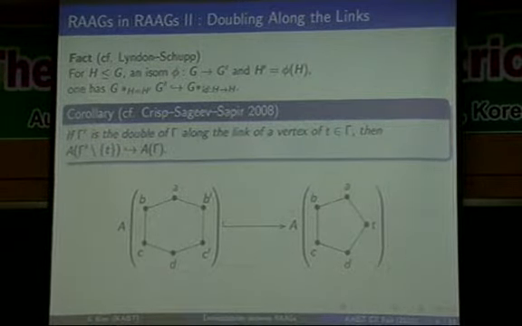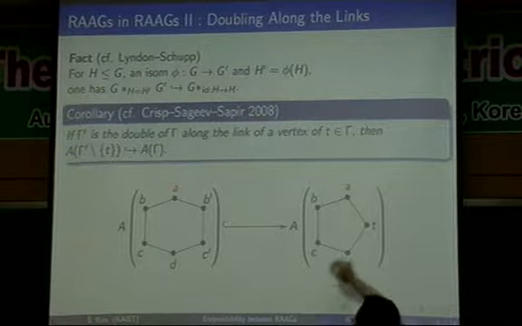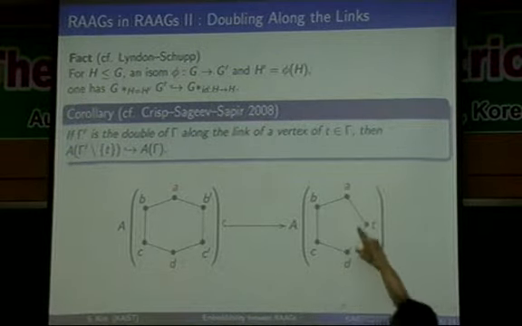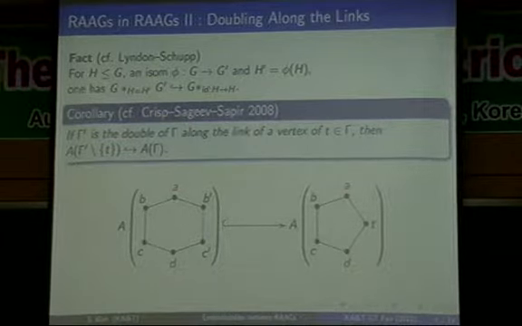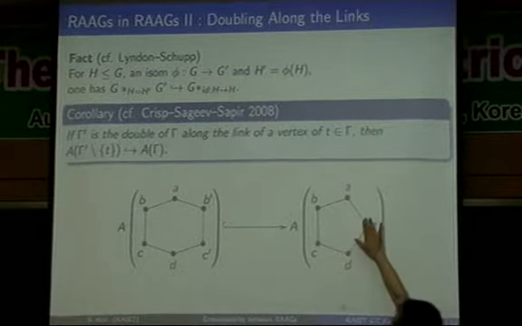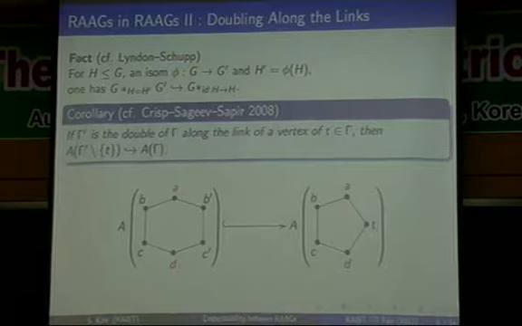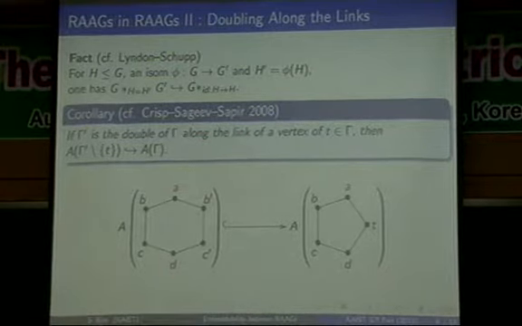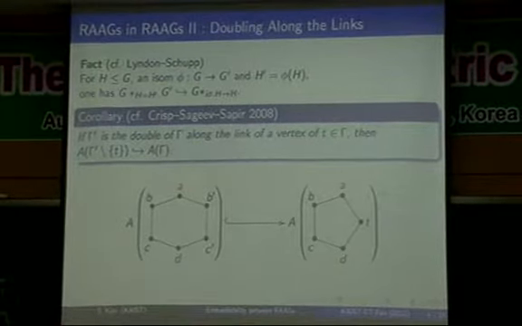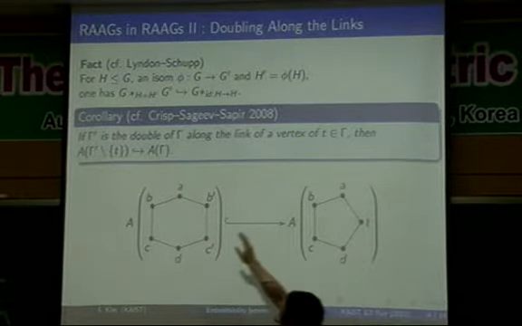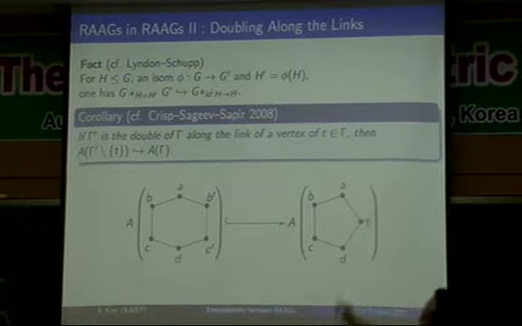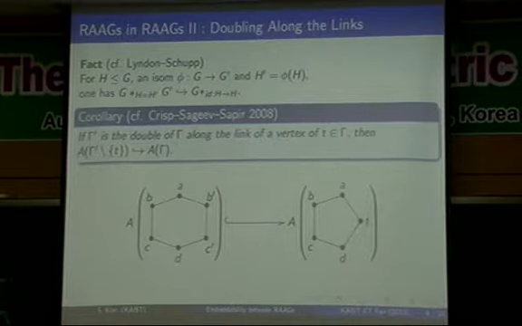Now that corollary means that we double along the link of T. The link of T consists of A and D. So double the graph along A and D and forget T. That's precisely what Lyndon and Schupp do in that exercise on HNN extensions. So double along the link of a vertex, so we get this hexagon, and forget the stable generator T. Then we have an embedding.